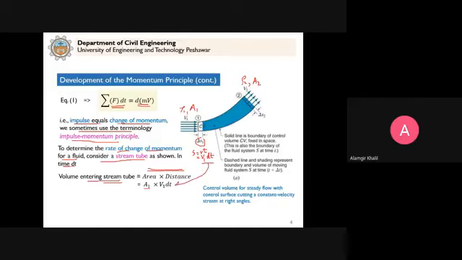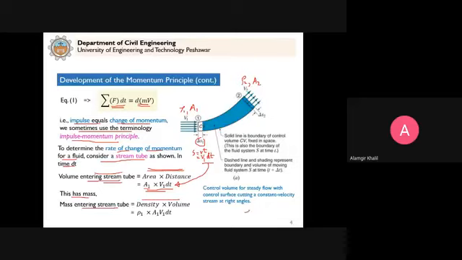So this is what it comes here. S is equal to Vt, equal to V1 into dt. So now the volume entering the stream tube is equal to A1 into V1 dt. Now this volume has mass. So the mass entering the stream tube is equal to density into volume.